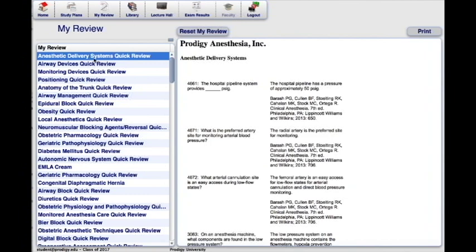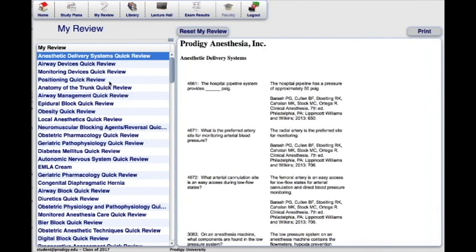If I improve at anesthetic delivery systems, then on my next exam, my scores should start to improve in that area as well, and anesthetic delivery systems will start to trickle down the list as the next statistically most relevant topics percolate up to the top. So My Review acts as a feedback mechanism, constantly telling you what's the most important thing you need to study today. Every time you answer another question and open up My Review, it recalculates all of the information.